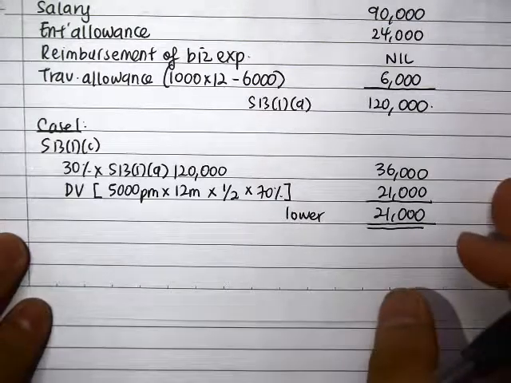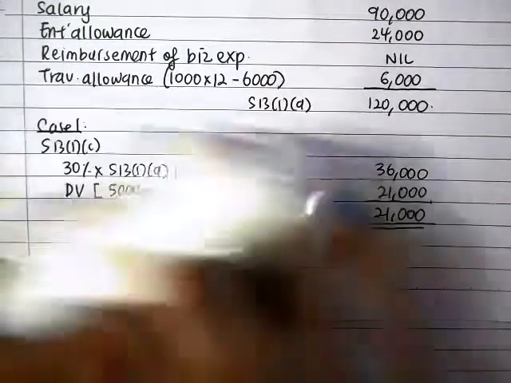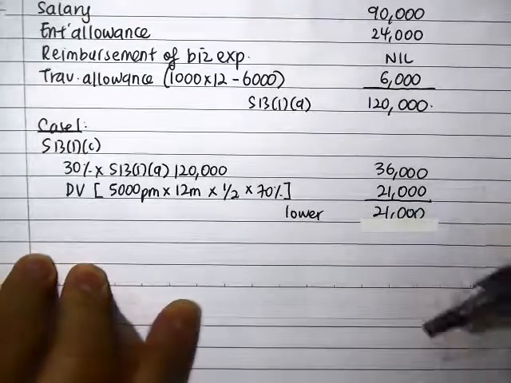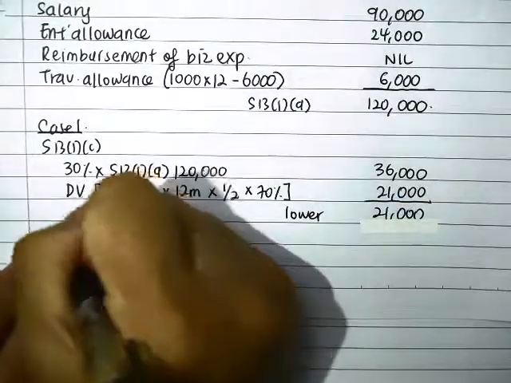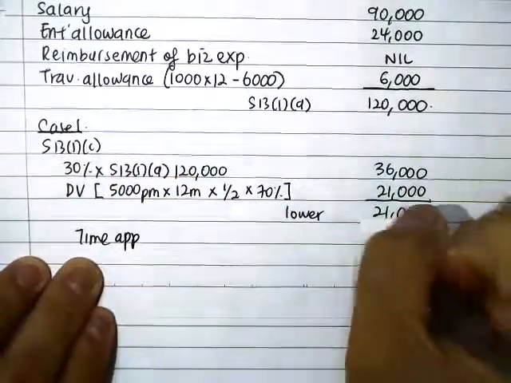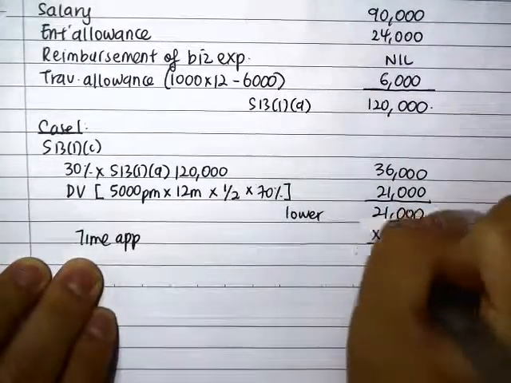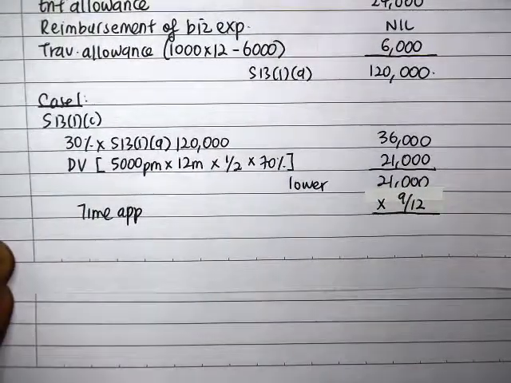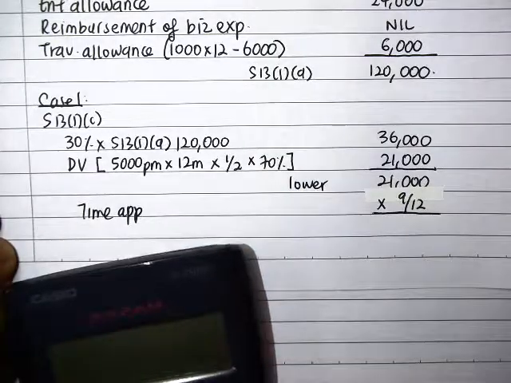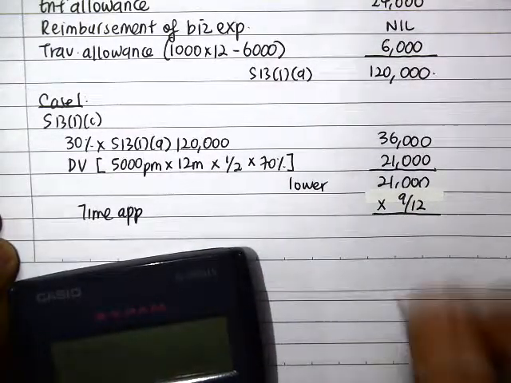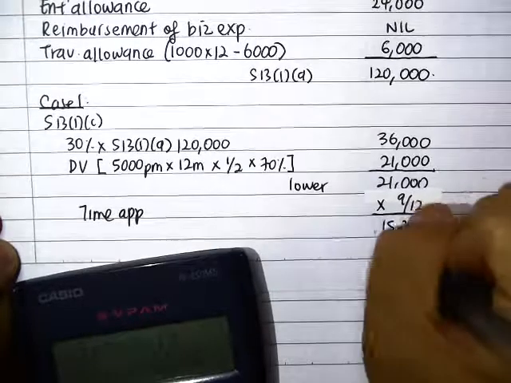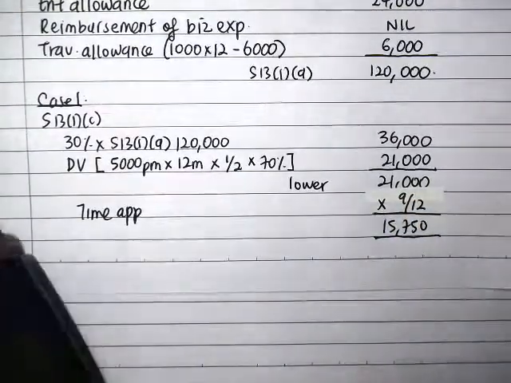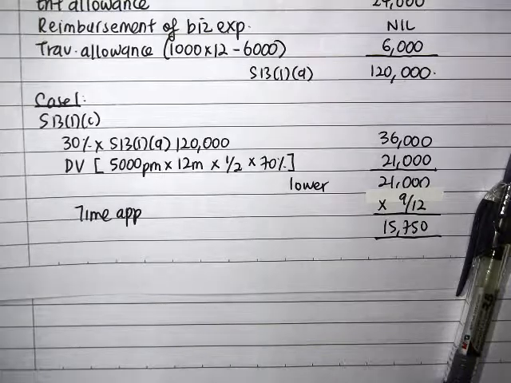Whole year. Nine months. Oh, 9 months only. Yeah, sorry, I didn't see. You have to time a portion for 9 months, so 9 over 12. So the value will be 15,750. Okay, sorry I missed that. Alright. Now work out for me case 2. You try this. More adjustment now.